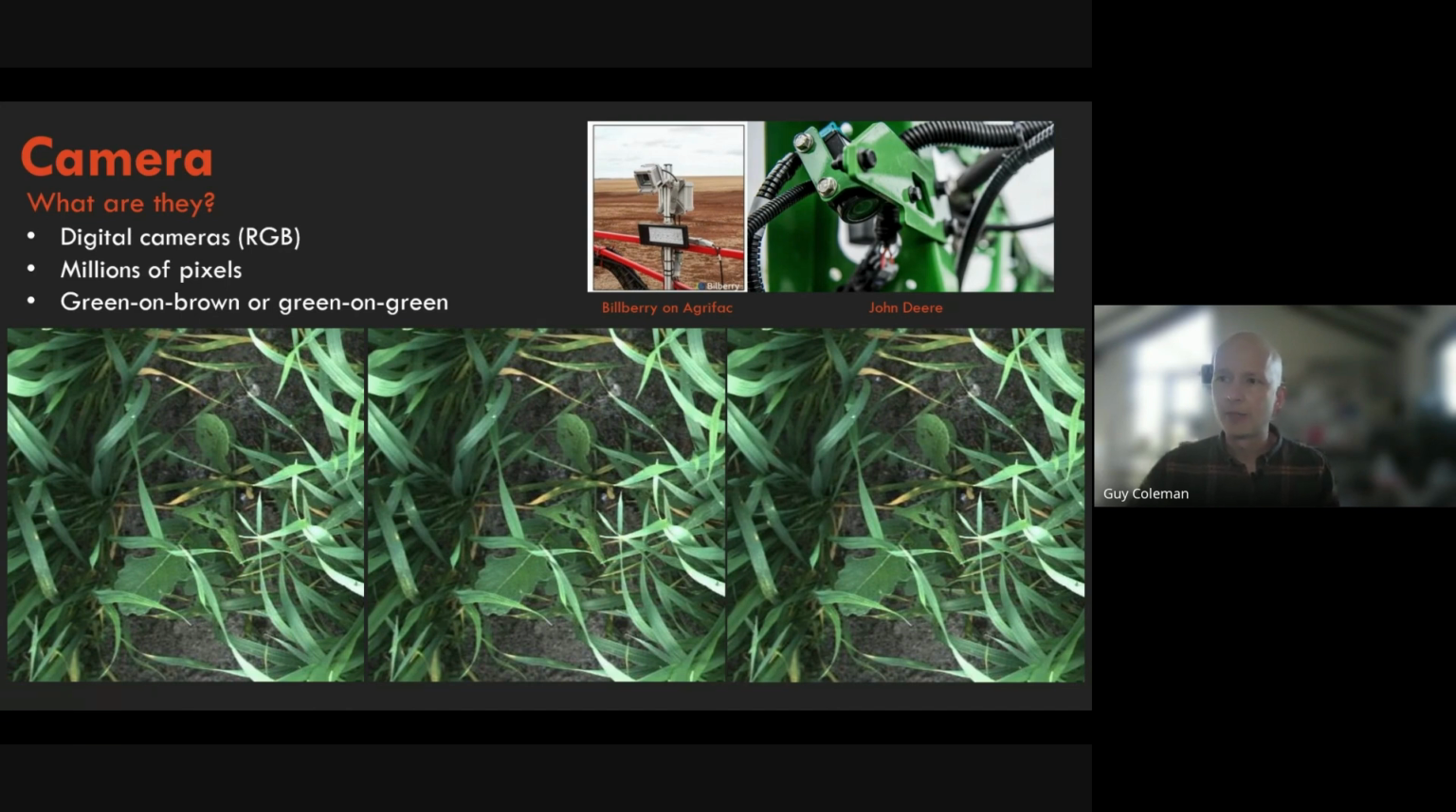These digital cameras generally have 3 channels: red, green, and blue. People can modify those to, say, be more sensitive to the near infrared, and you can play around with them quite a bit. But the default is the RGB channels.